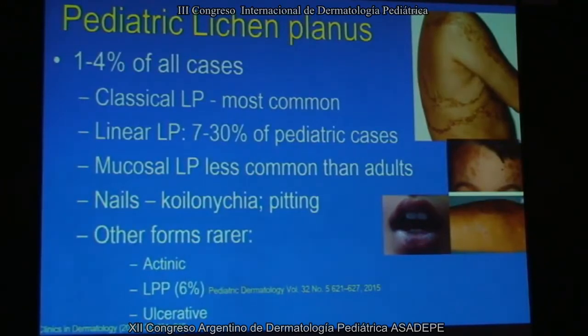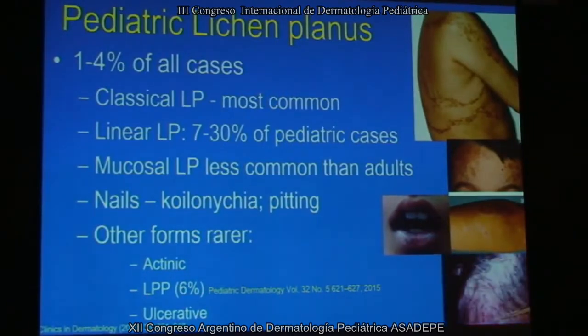There are other forms that are more rare of lichen planus, such as actinic lichen planus, as seen on the lips here. Lichen planopilaris, which represents about 6% of pediatric lichen planus. And then rare ulcerative forms.